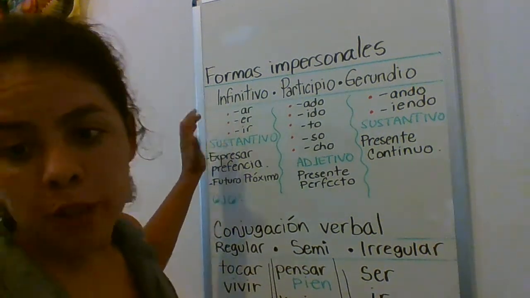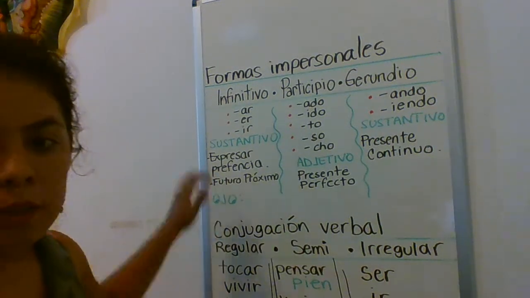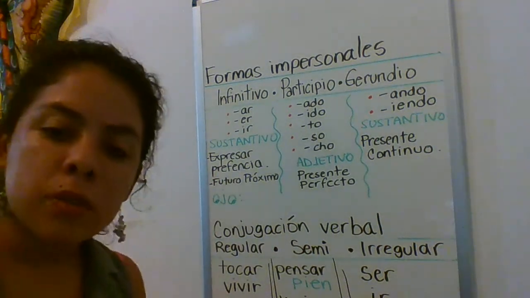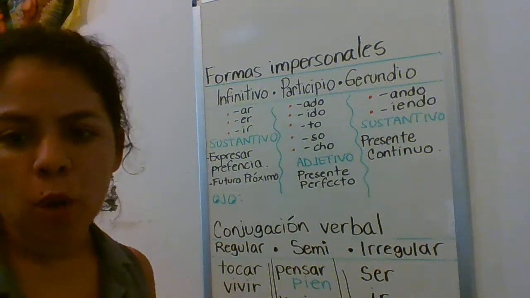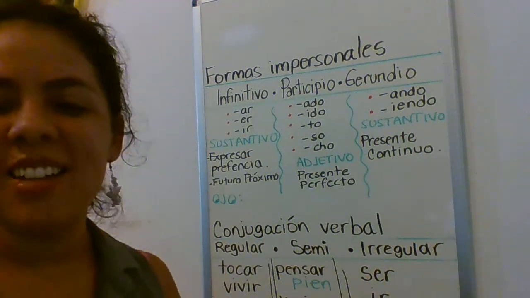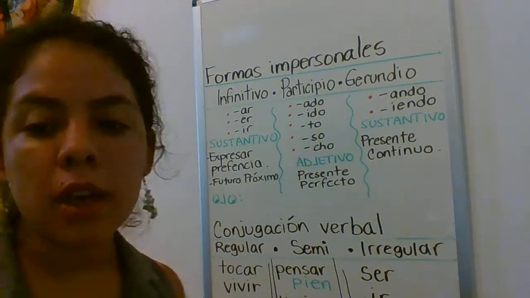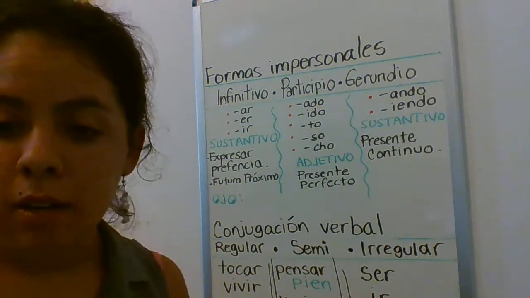We use the infinitivo form to express preference: me gusta, no me gusta, prefiero, odio. I don't like, I hate. Odio trabajar, I hate working. Me gusta tocar la guitarra, I like playing the guitar.